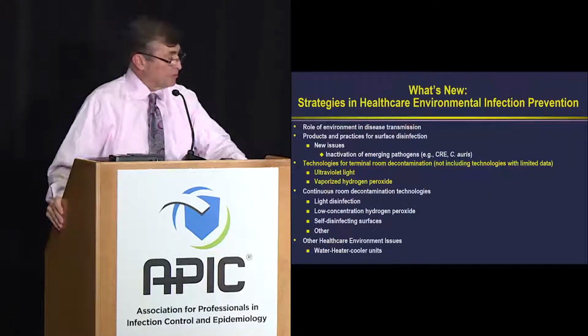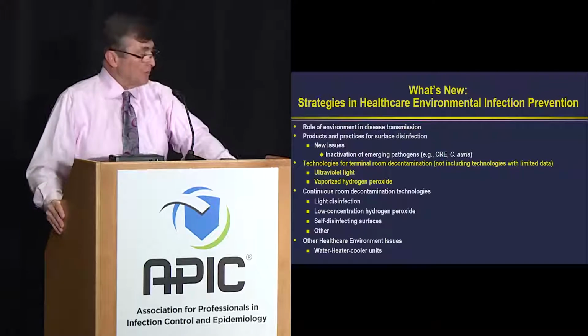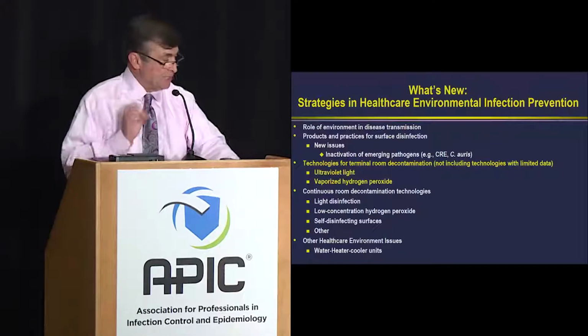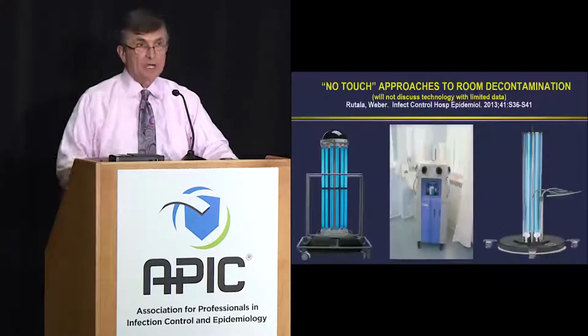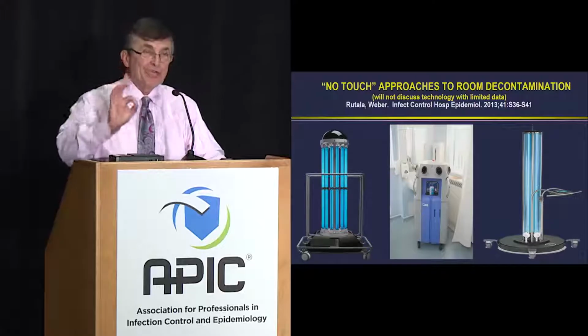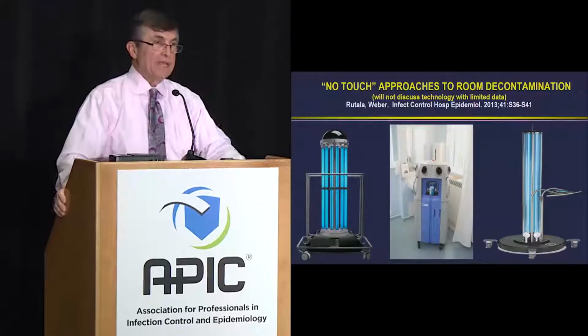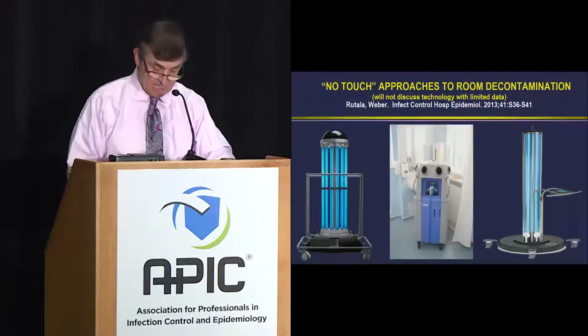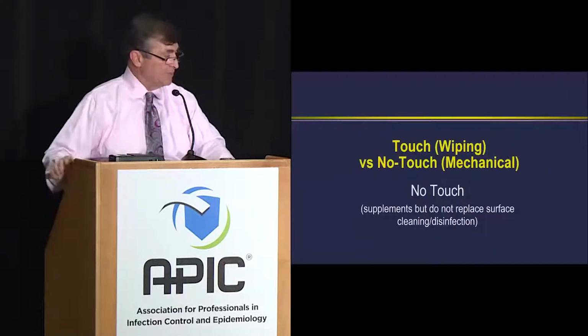Very quickly, we're going to talk about technologies for terminal room decontamination. We're not going to include technologies with limited data. We're going to look at technologies which have a very significant amount of microbiocidal data and infection reduction data, and that is, of course, UV and hydrogen peroxide type technologies. Again, we're not going to discuss technologies with limited data.